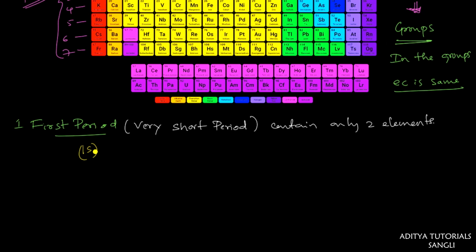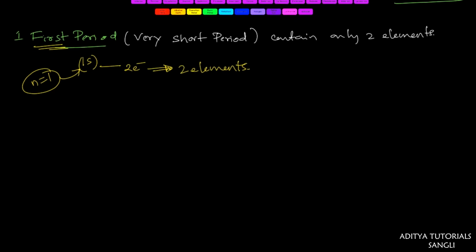Okay, now this period corresponds to the principal quantum number, where I have written n equal to 1, meaning the principal quantum number is equal to 1, and because of this reason it is called the first period. It accommodates a maximum of 2 electrons here, and therefore this implies only 2 elements. Okay, and let's move to the next one, that is the second period.